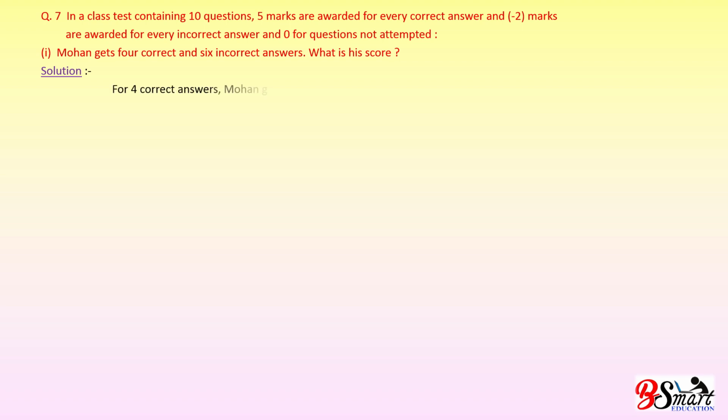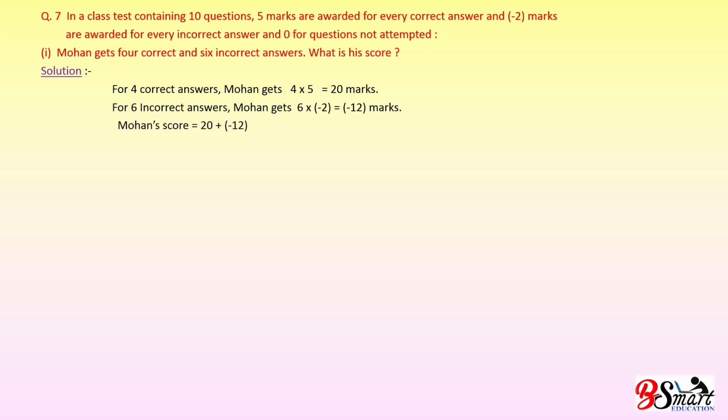Solution. For 4 correct answers, Mohan gets 4 into 5, that is 20 marks. For 6 incorrect answers, Mohan gets 6 into minus 2 equal to minus 12 marks. Mohan's score equal to 20 plus minus 12, that is 8 marks. Now the second and third questions are also the same, so try them yourself.